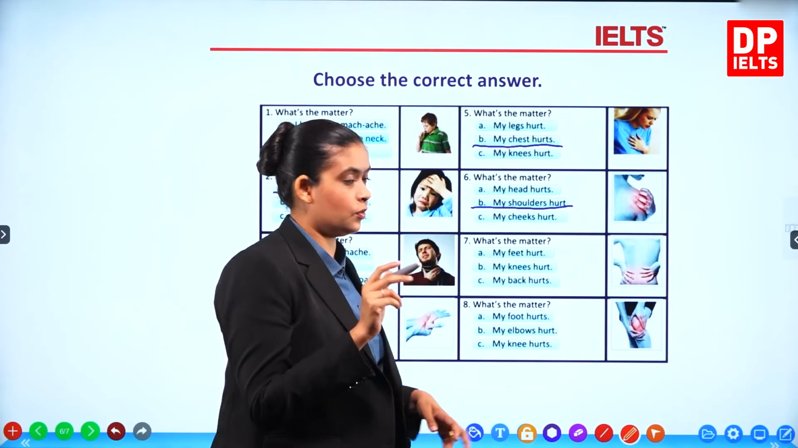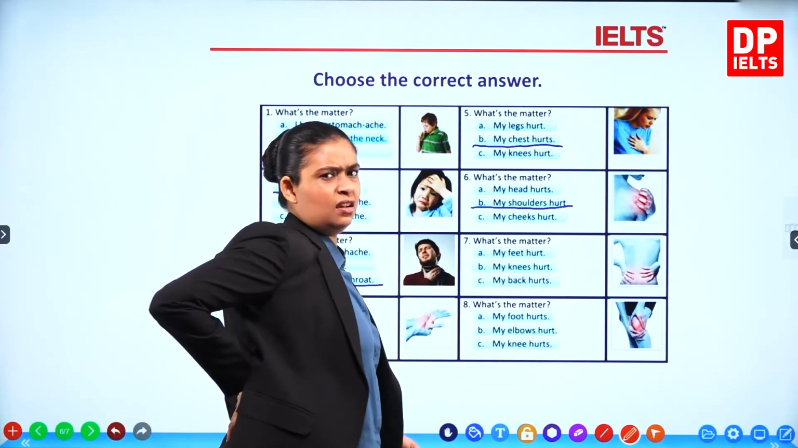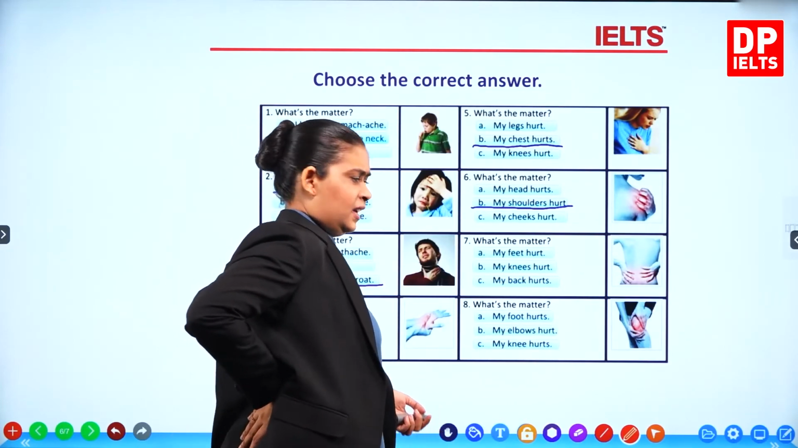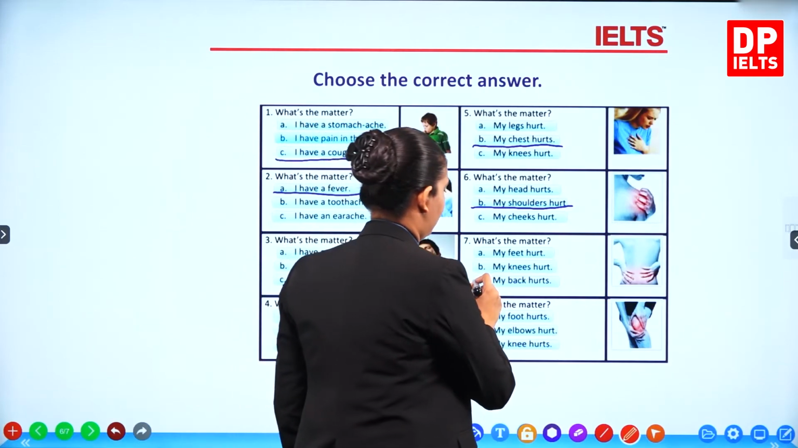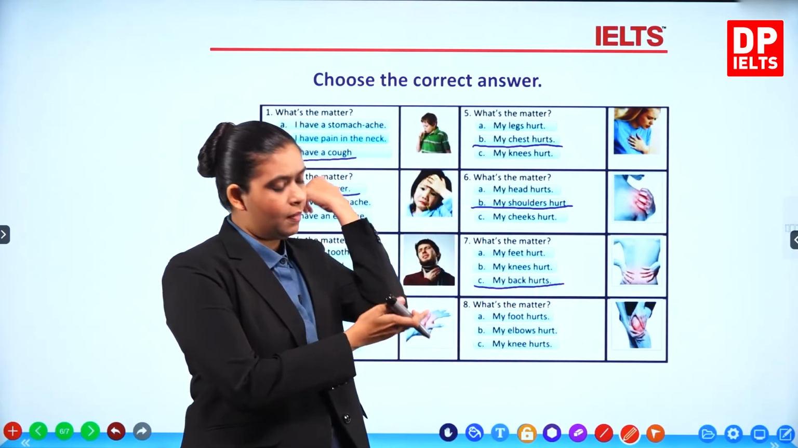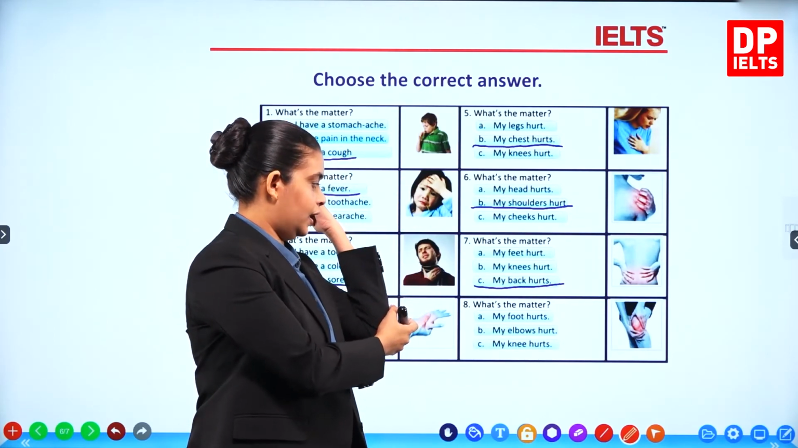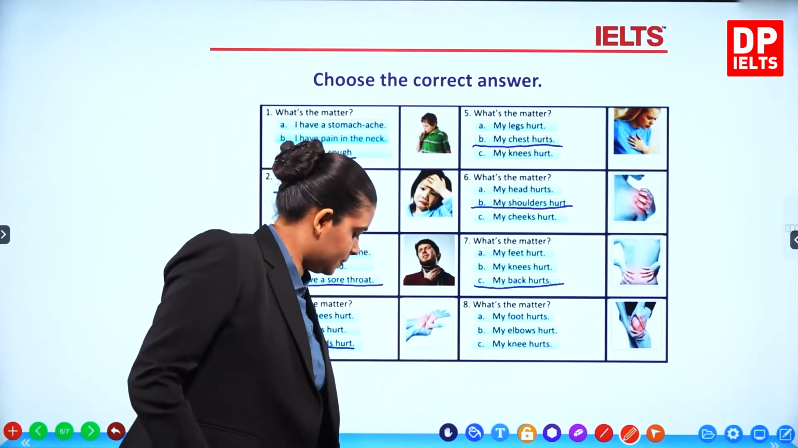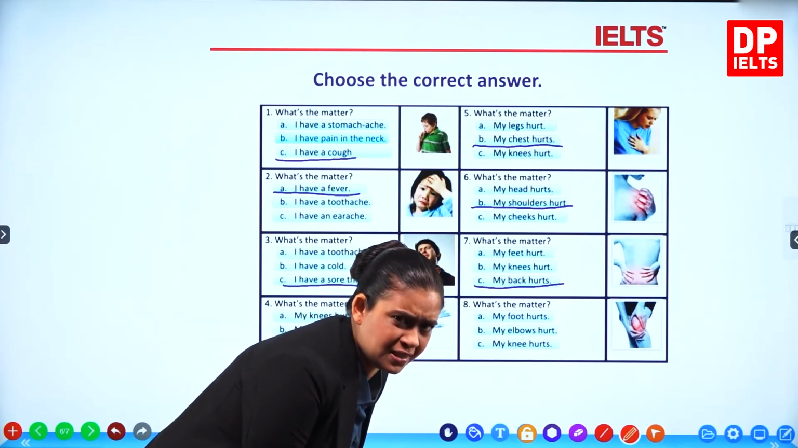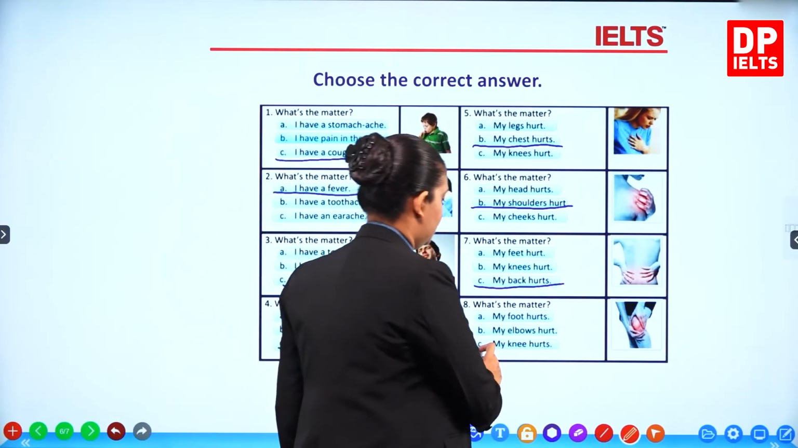What's the matter? So, you know the feet, you know the knees. What is this here? Oh, my back. So, my back hurts, right? My back hurts. What's the matter? These are my elbows, right? So these two here, they are my elbows, right? Foot is this bottom part here, foot. But when I hold here, what does it mean? Ah, my knees hurt. Okay, so my knee hurts.